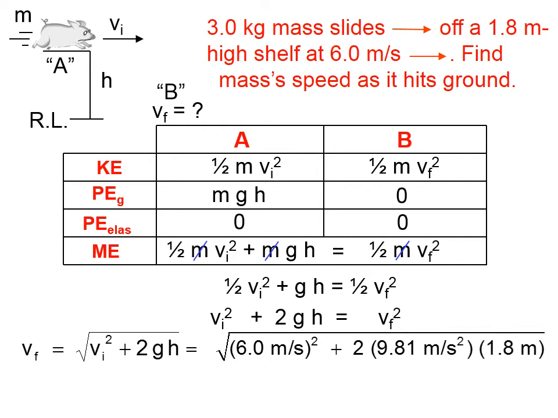We're going to take the square root of both sides, and now we'll put the numbers in. VI is 6 meters per second. We're going to square that, plus 2 times g, we're going to assume we're on Earth, times h, which is 1.8 meters, and we get 8.4 meters per second.